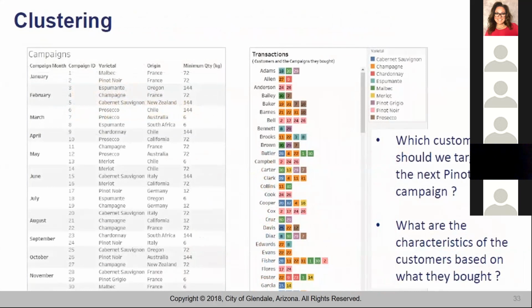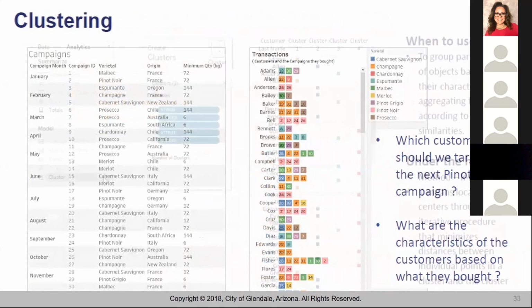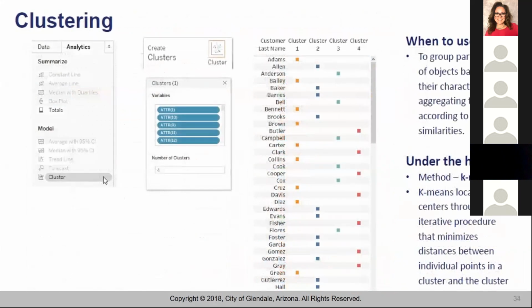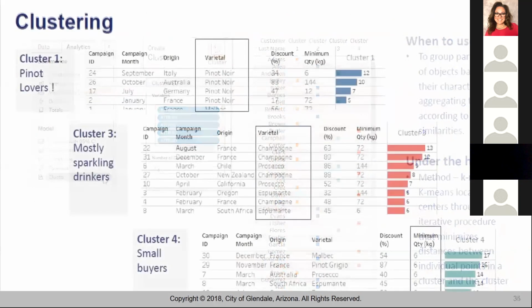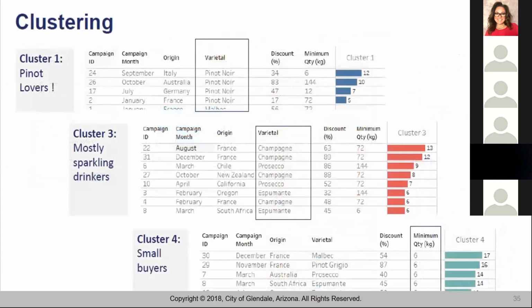Clustering: what if we were a wine business and we wanted to target our next Pinot campaign? What are the characteristics of our customers? You could take the data and the transactions and start manipulating it. You could use k-means as one way of looking at this. And then, of course, you have your results.